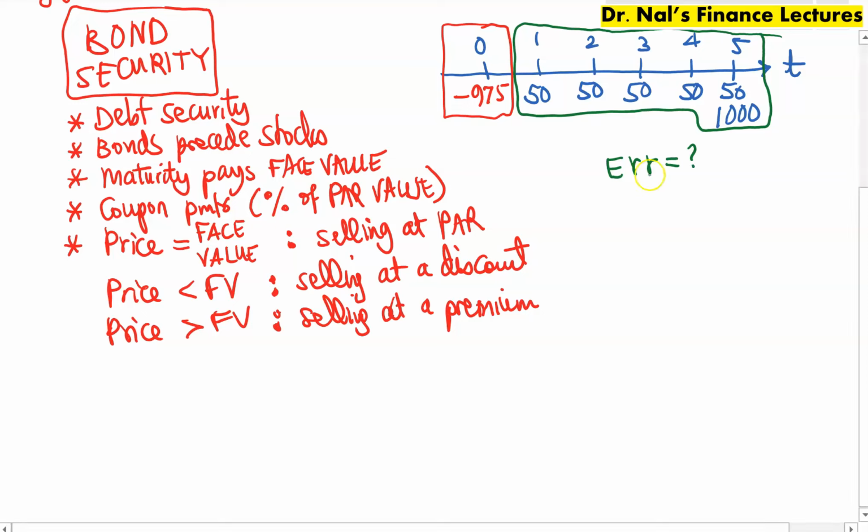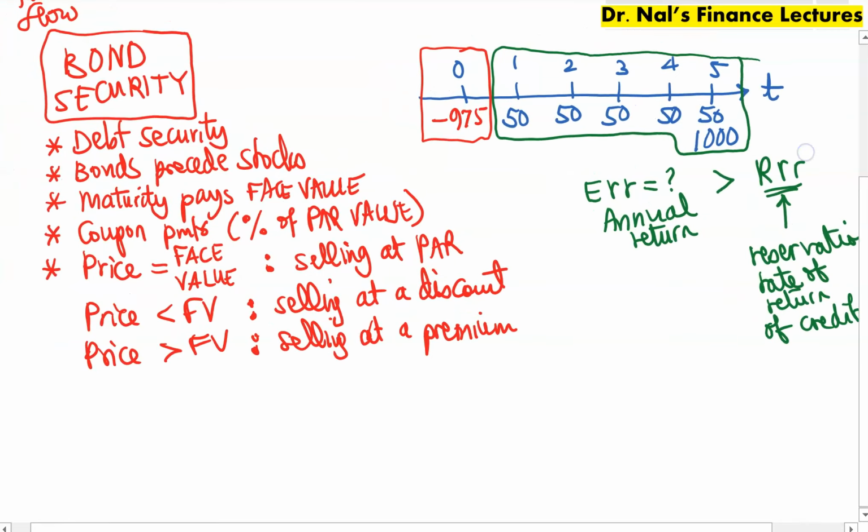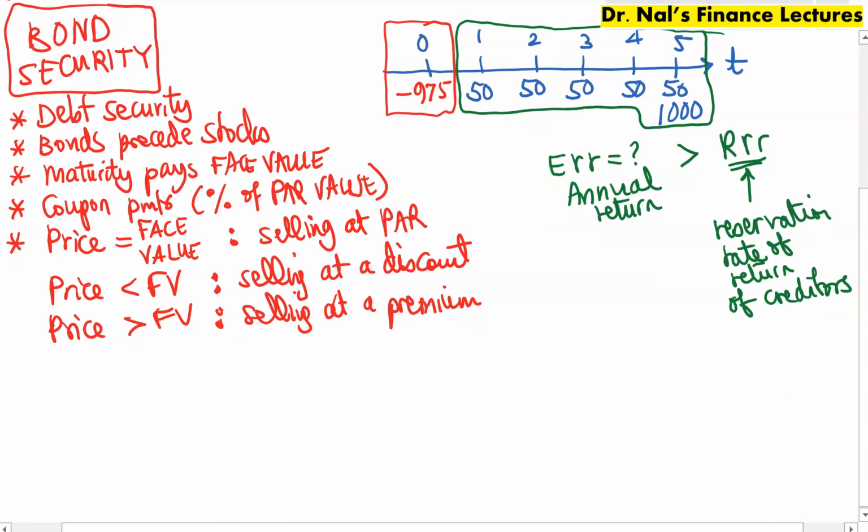So this expected rate of return is an annual return that we can calculate. And if that return exceeds the required rate of return, the reservation price, or reservation rate of return, I should say, of the investor, or creditor, you can call it. Usually investors are related to stockholders, versus in this case we can call it creditors. Usually creditors are associated with bondholders. Okay, so I hope this makes sense now.